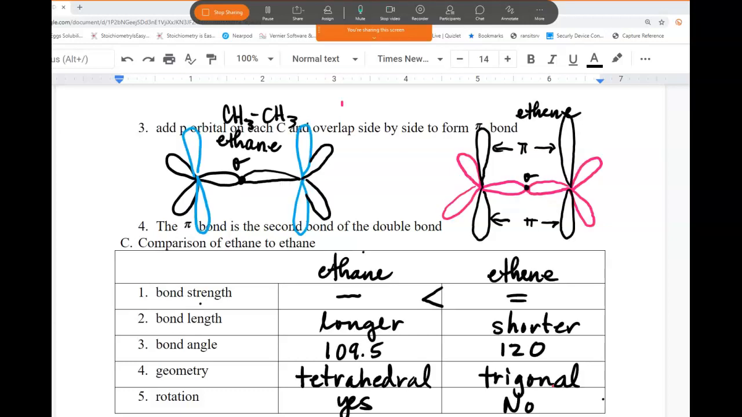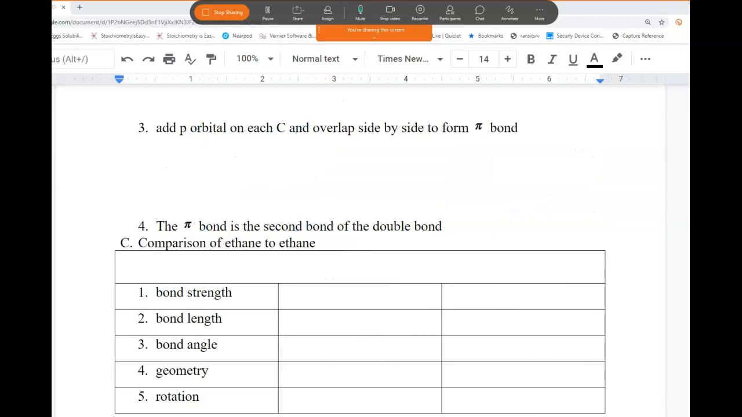Right, the pi bond is inhibiting the rotation. Okay, thank you. That was a good question. All right, here we go.